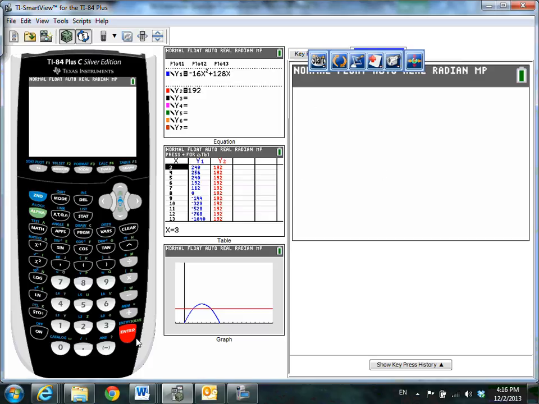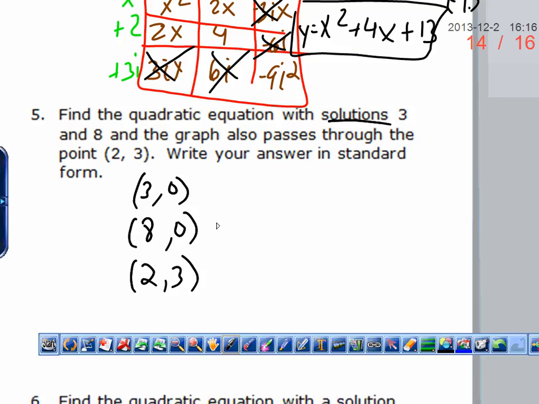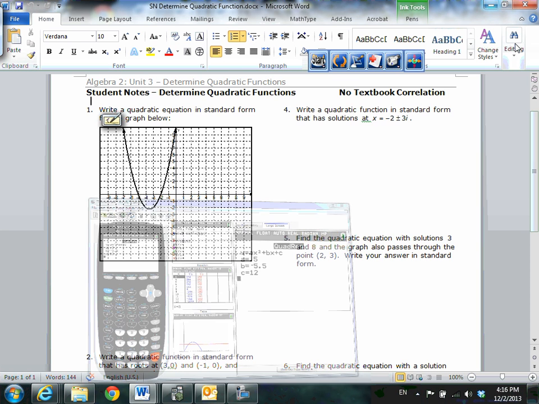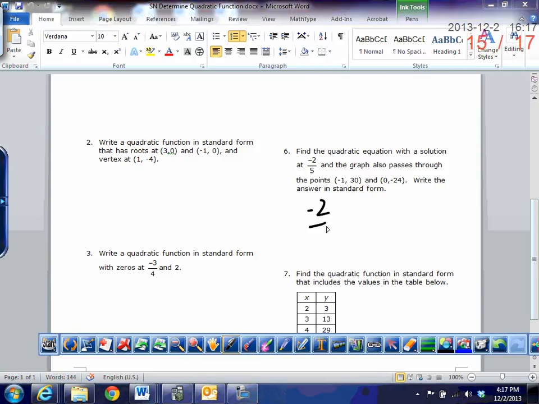Boom. There we go. So I got 0.5x squared. So this is a, that's b, and that's c. So anytime you got 3 ordered pairs, you can use that right there. Okay. So on, I think 6 and 7 work the same way. Yeah, you got an ordered pair there. The only thing you might do here is that your ordered pair is negative 2/5, comma 0. That's okay with fractions. So that one, this one, and this one, those are your 3 ordered pairs.